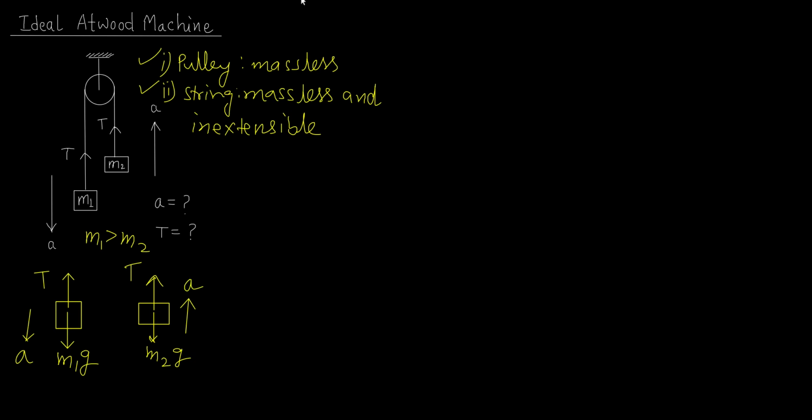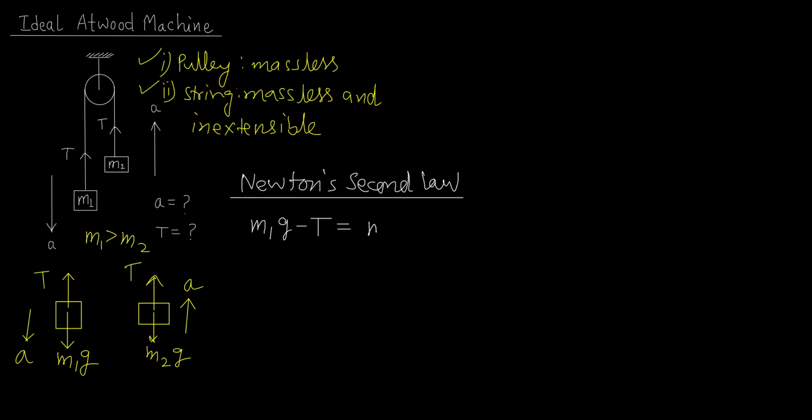So now we will write Newton's second law of motion for the two bodies. What is Newton's second law of motion? That says the net force acting on a body is equal to its mass times acceleration. What is the net force on the first body? It is going downward, so the net force is downward. So the net downward force will be m1g minus the upward force T, and that is equal to mass times acceleration. This is the first equation. Similarly for the second mass, you will write the net force in the upward direction because it is moving upward. So the net upward force will be T minus m2g is equal to m2 times acceleration. This is our equation 2.